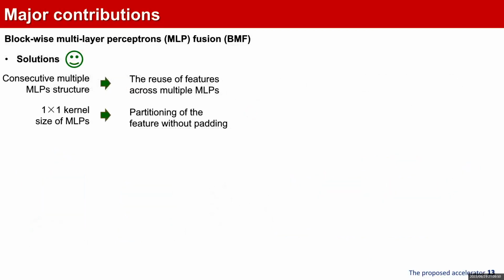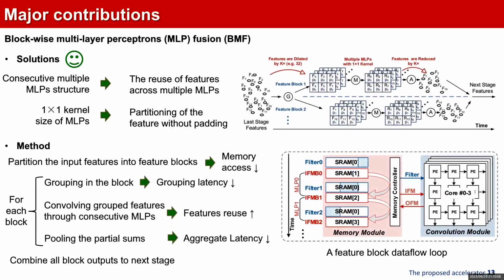We noticed that in PNNs, the multiple MLPs are consecutive. Therefore, the features can be reused across MLPs. What's more, the 1x1 kernel size of MLPs enables direct partitioning of the features without complex padding processing. Based on this, we propose the blockwise MLP fusion method. To begin with, the filters are pre-stored on-chip by fusion.